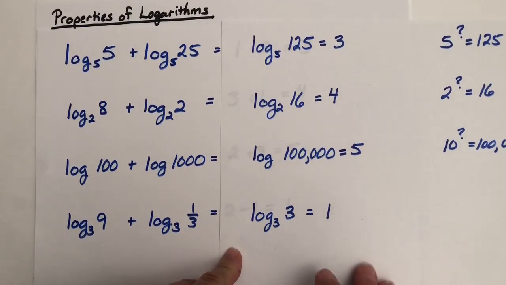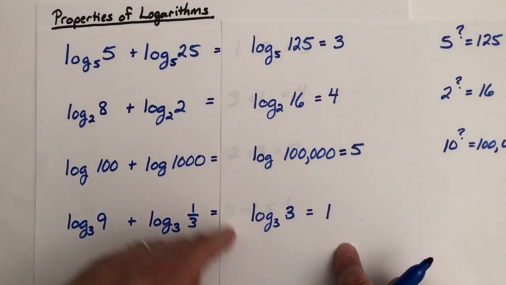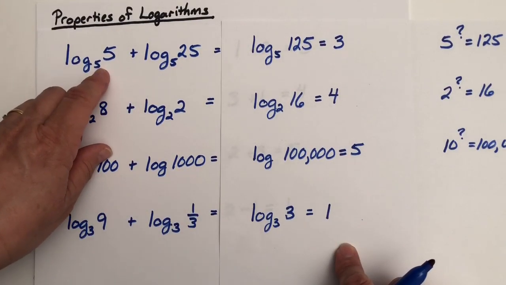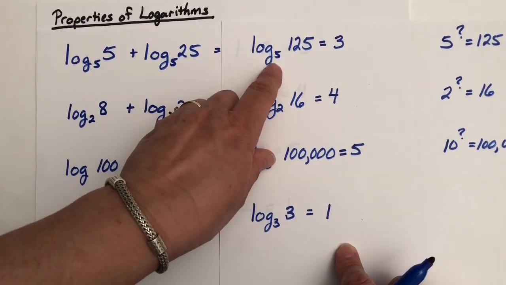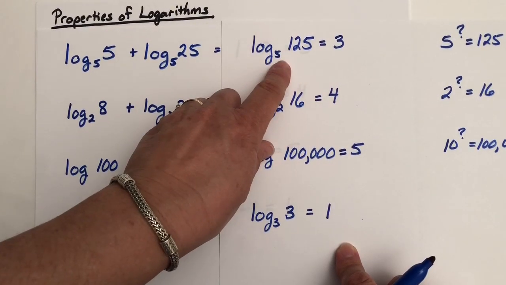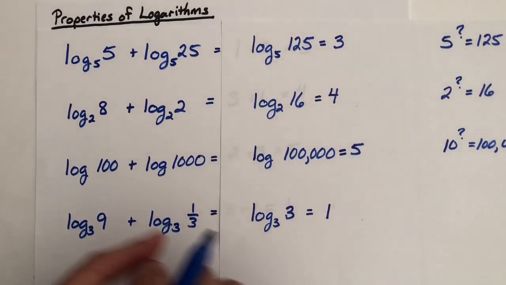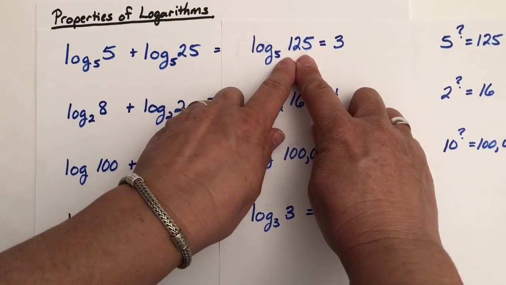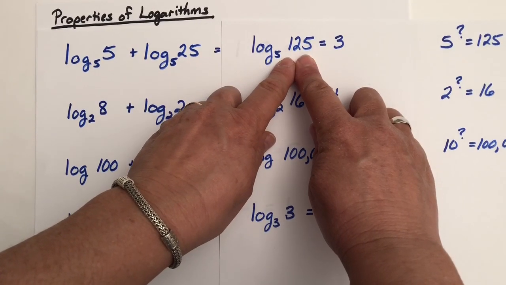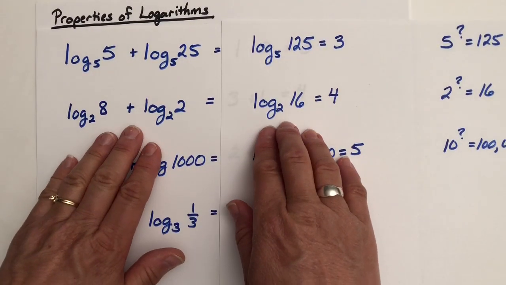And what we see is this. The log of 5 base 5 plus the log of 25 base 5 is equal to the log of 125 base 5. Those two things are equal. And notice 5 times 25 is equal to 125.